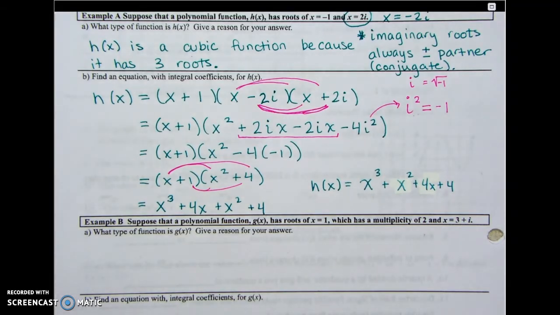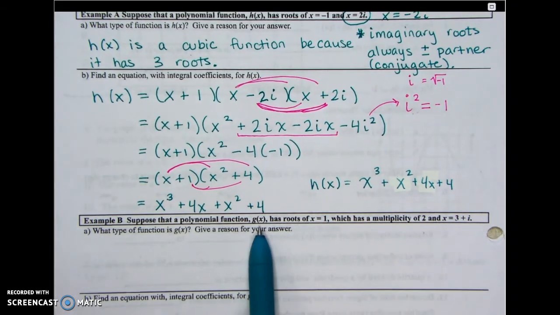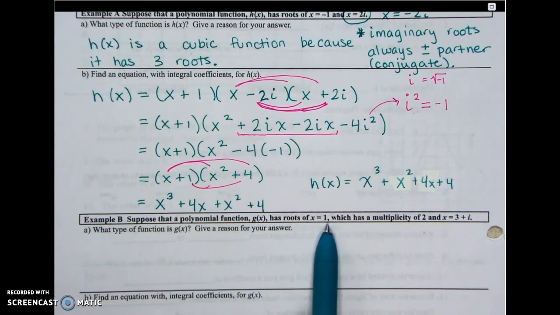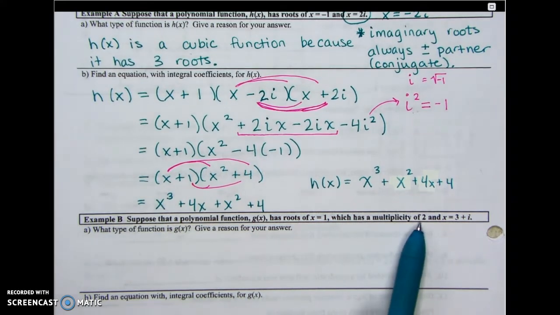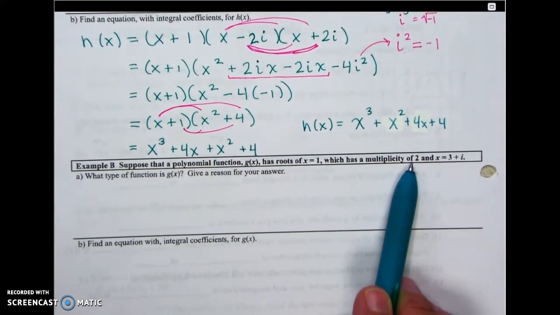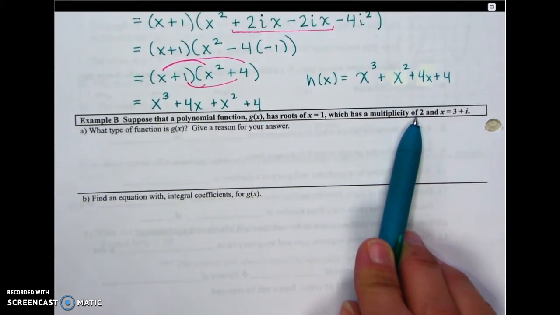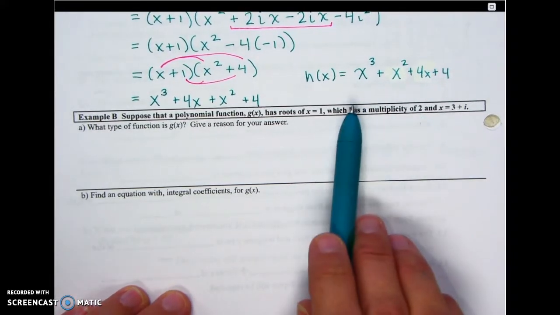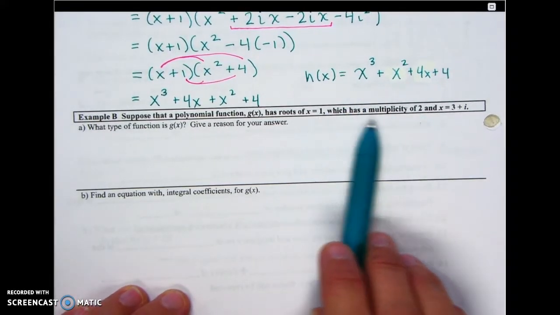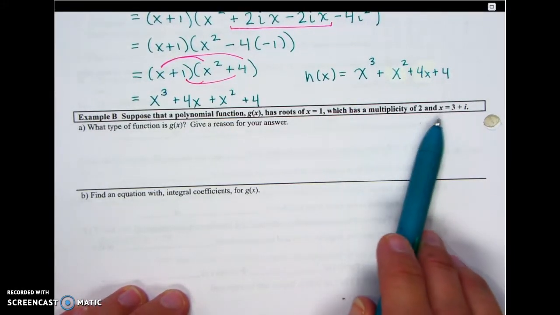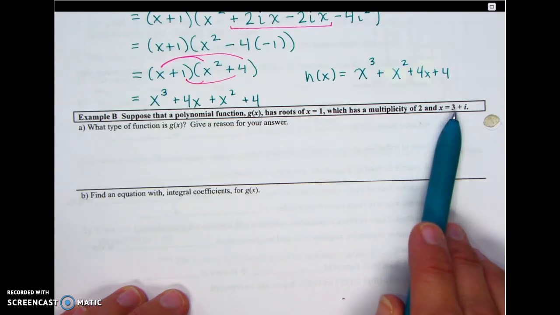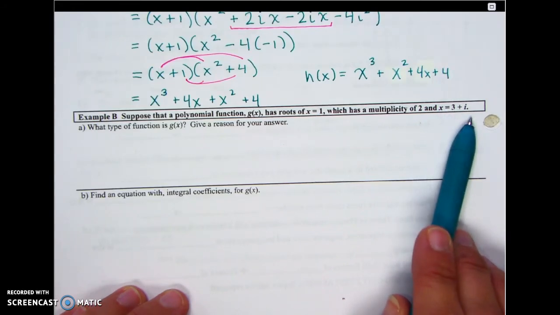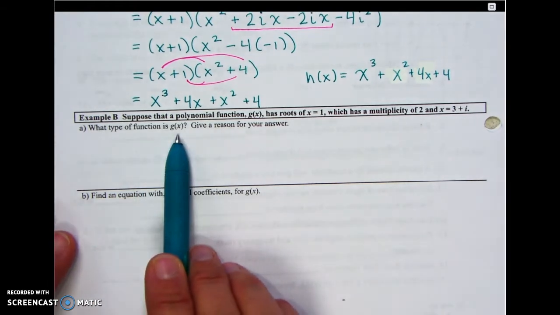Example B. Suppose a polynomial function, g, has roots of x equals 1, which has a multiplicity of 2. What does that mean? It bounces, but then it means that it's a factor twice, okay? And x equals 3 plus i. Okay, so what type of function is g?